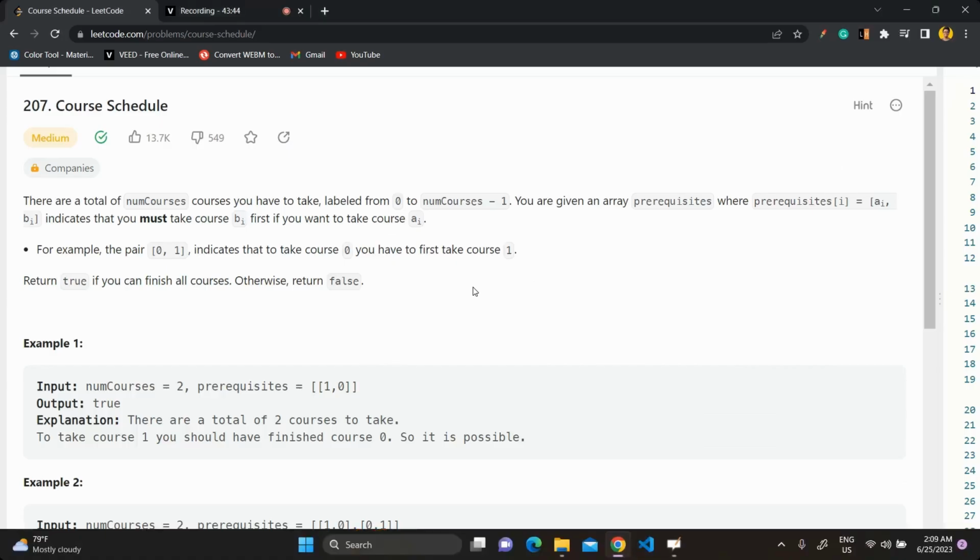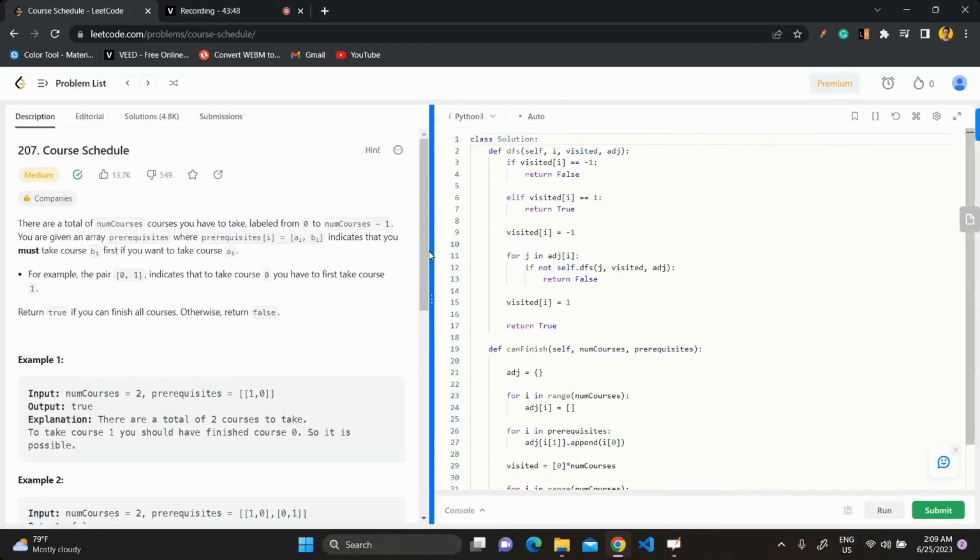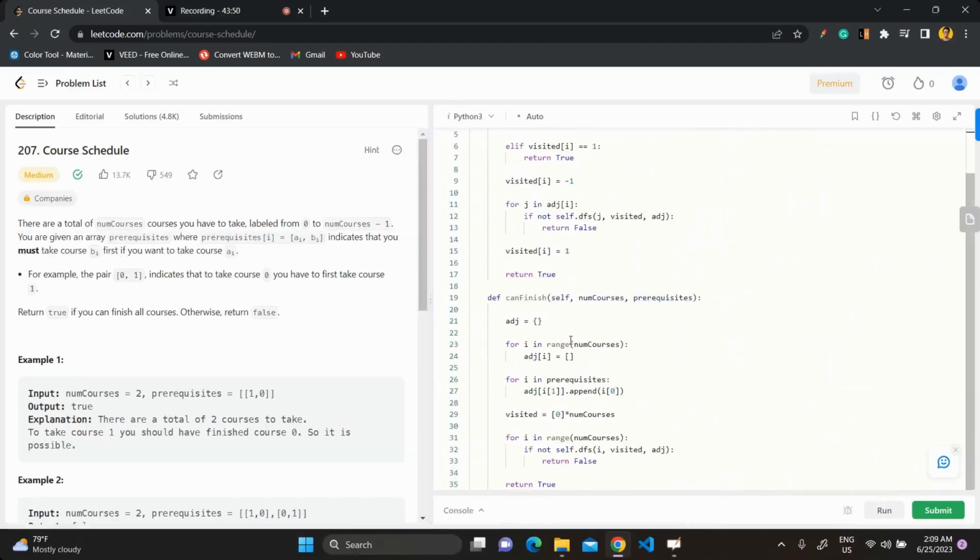Let me just show you how the code looks. So this is how the code looks like, right? This is how we're creating the adjacency list, right? We're looping through the num courses. We're creating a list for all the nodes over here, and we're appending a of I of 1 equal to I of 0. So 0 will have 1 in its adjacency list.